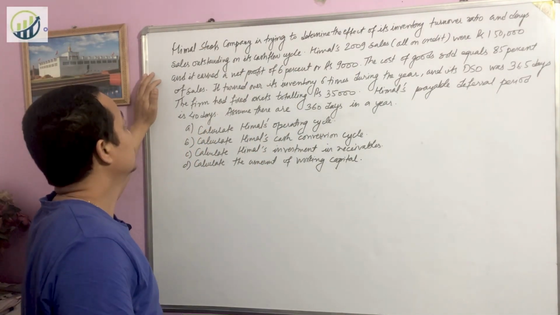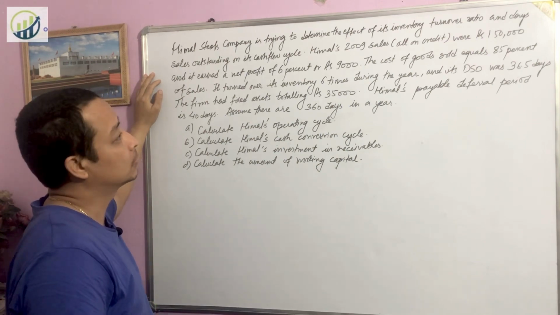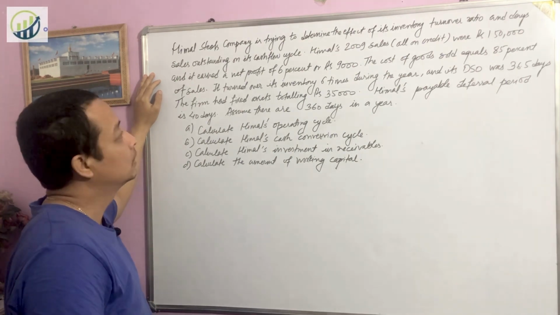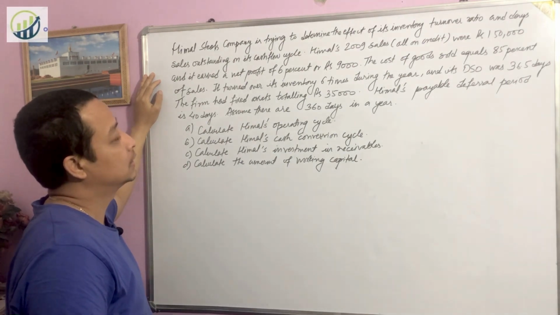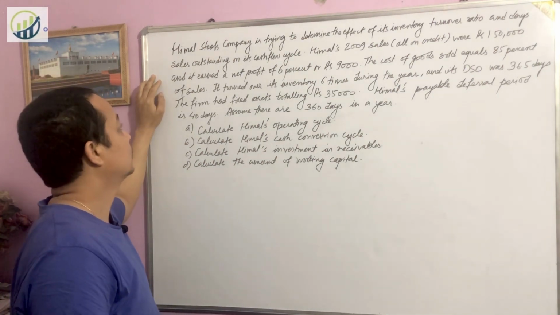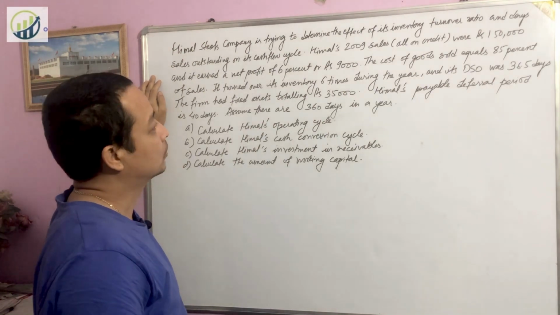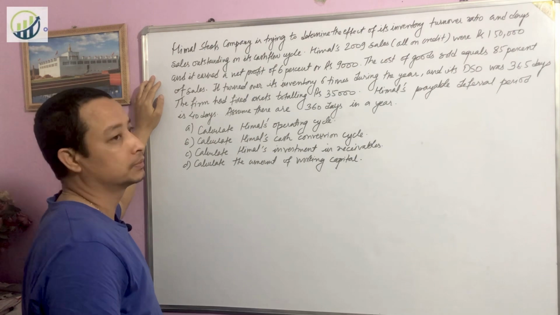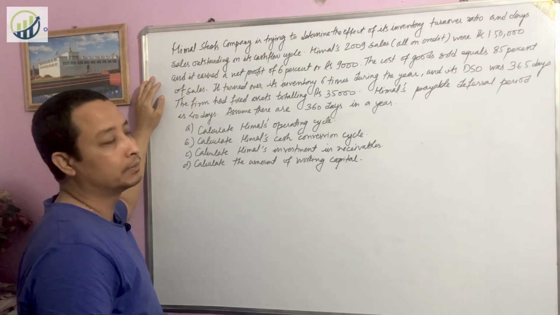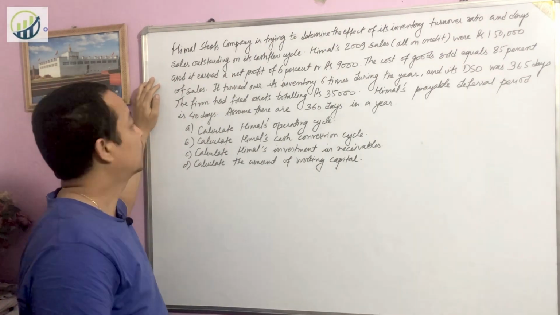Himal Steel Company is trying to determine the effect of its inventory turnover ratio and days sales outstanding on its cash flow cycle. Himal's 2009 sales, all on credit, were rupees 1,50,000 and it earned a net profit of 6% or rupees 9,000. The cost of goods sold equals 85% of sales. It turned over its inventory 6 times during the year and its DSO was 36.5 days.